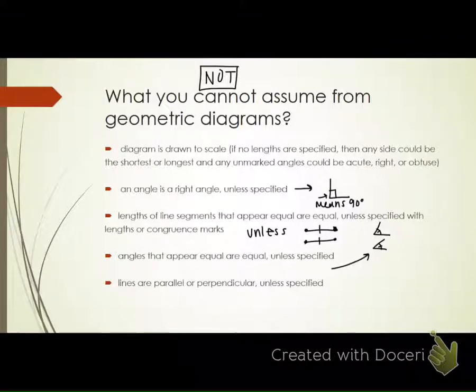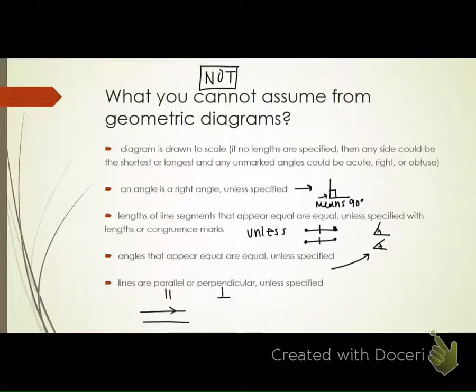And then lines that are parallel or perpendicular must be specified. So perpendicular uses this symbol. Parallel uses this symbol, just so you guys are aware. Parallel lines will be marked with arrows. Those arrows mean that they are parallel to each other. If two lines are perpendicular, they typically have a 90-degree mark. Okay. So those are the things you cannot assume unless you have those markings in place.